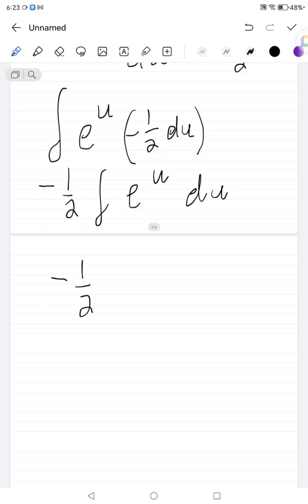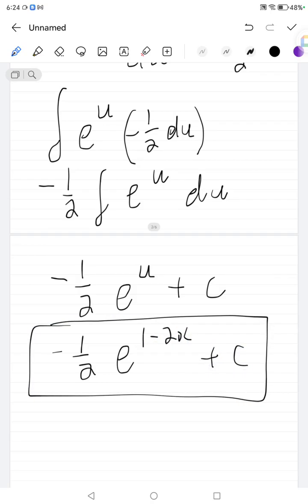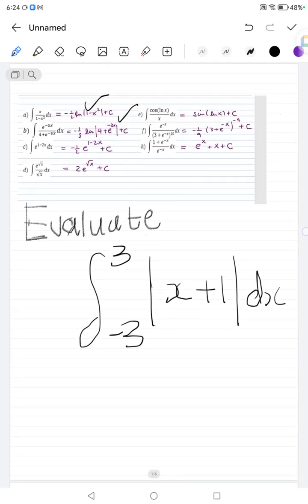It remains the same thing. You're going to have e to the exponent u plus c. Then the final answer is minus 1 over 2 e to the exponent, here u is 1 minus 2x, plus c. So this will be the final answer. Let's quickly go and check. This is what they got.